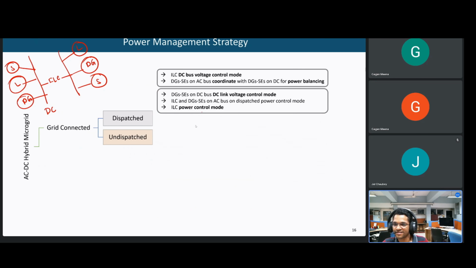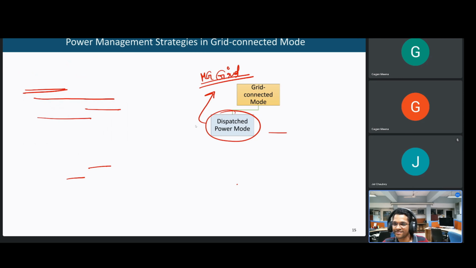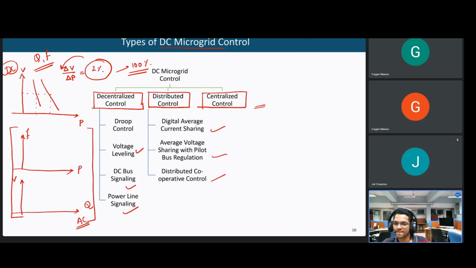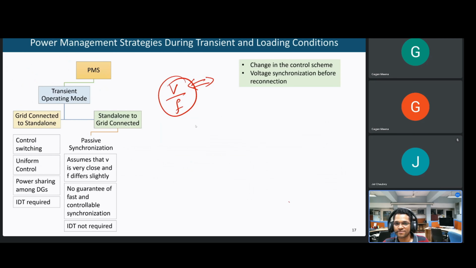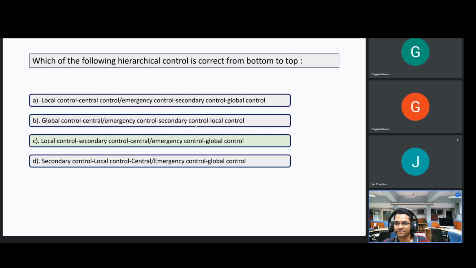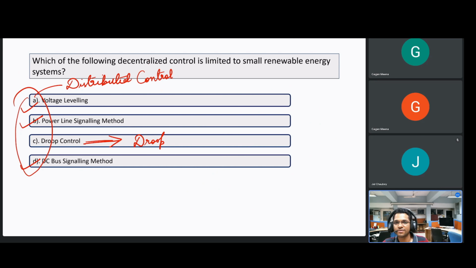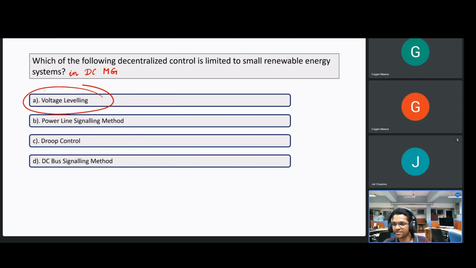Is it correct? To mention one thing, it should be DC microgrid. Then the option will change. This will be the option for DC microgrid. Voltage leveling.